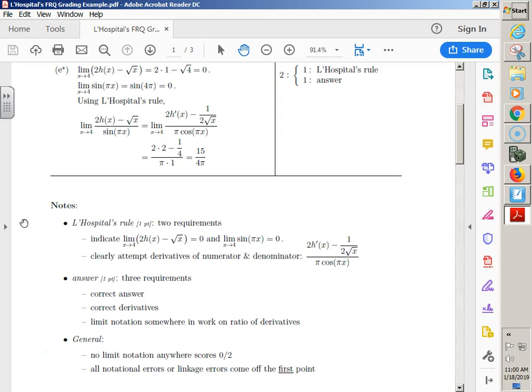So right here it says if you did not write limit notation somewhere with the derivatives, they didn't even make you do it every step of the way, even though you should have. But somewhere with the derivatives, you would have lost the answer point, even if you got it perfectly correct. Hey, look down. What if you didn't write a limit anywhere? No points. All notational errors or linkage errors come off the first point. All notational errors or linkage errors. What are they talking about? Pretty much here.